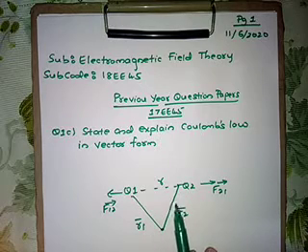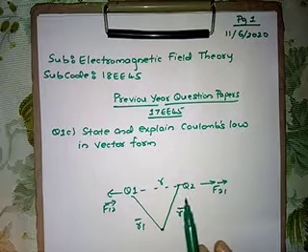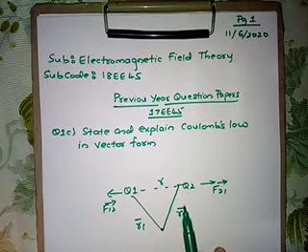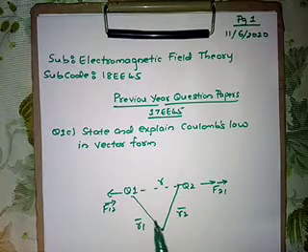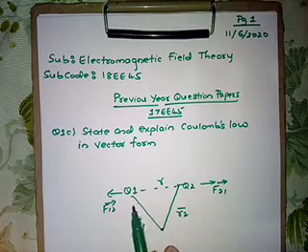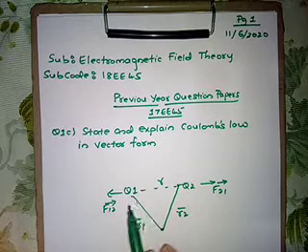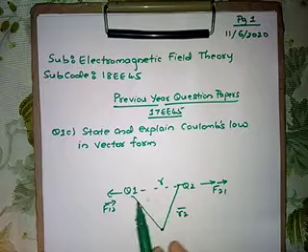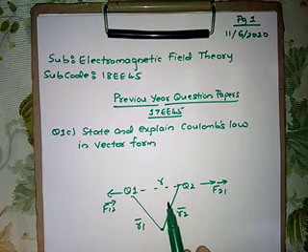Okay, so the statement of Coulomb's law is like this: the electrostatic force between 2 point charges is directly proportional to the product of magnitude of the charges and is inversely proportional to the square of distance between them, and it acts along the line joining the 2 point charges. So this is the statement of the Coulomb's law.